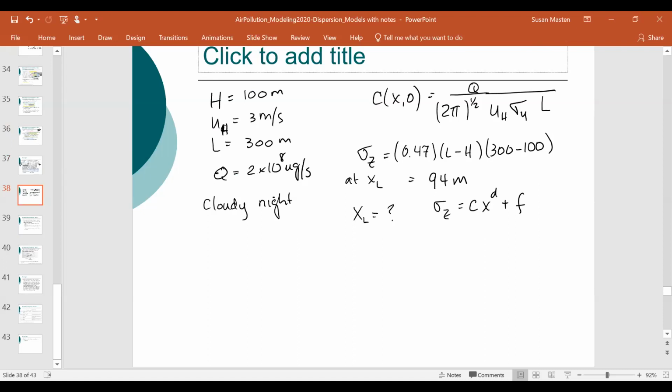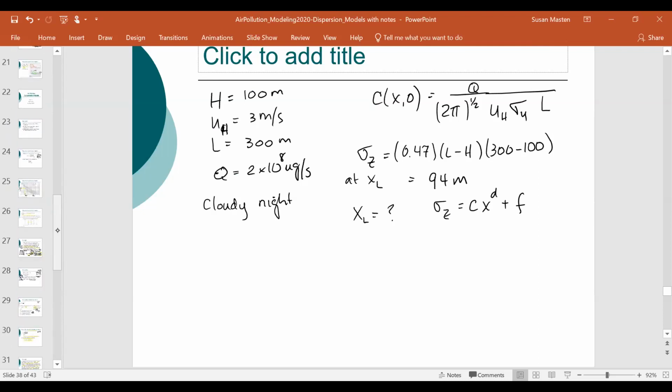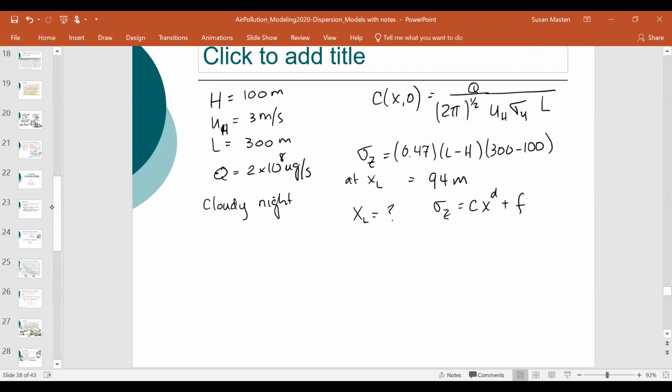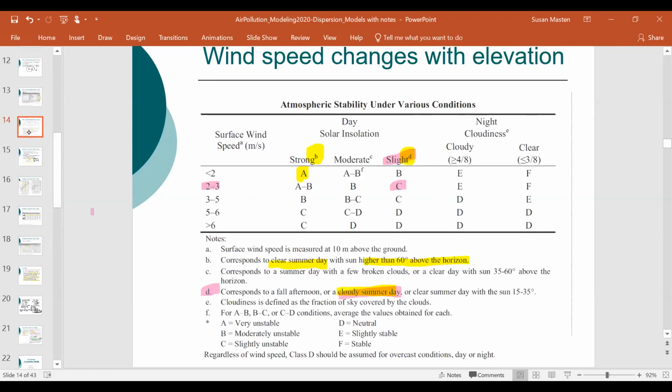We're not going to be able to finish this today, so we'll finish this on Friday. But basically, we need to go back to the early parts of the lecture where we could determine the stability class and we could determine this equation. So we have a cloudy night. Let's assume that the wind speed at ground level is roughly the same as what I gave you, in which case we'd have stability class E.